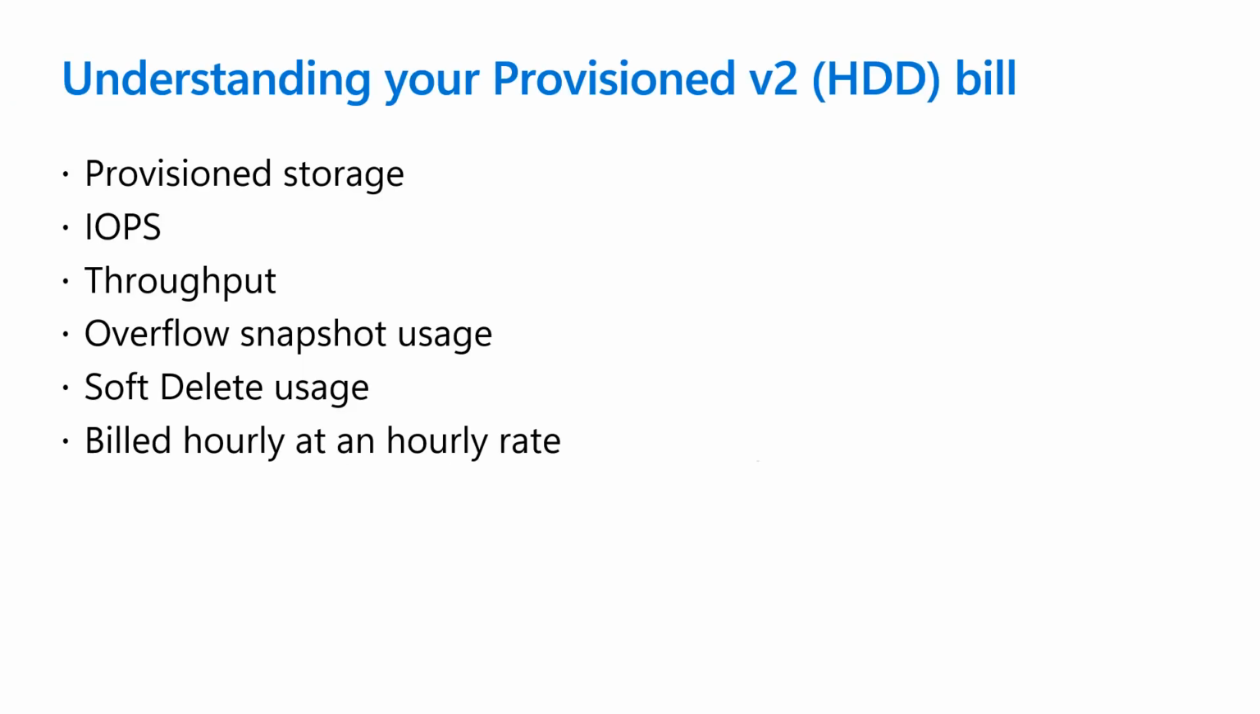Provision version 2 file shares will be billed based on provisioned storage, IOPS, throughput, overflow snapshot usage, and soft delete usage. Overflow snapshot refers to any amount of differential snapshot usage in gigabytes that does not fit within the provisioned storage capacity, while soft delete refers to storage capacity usage for soft deleted file shares. Compared to the Provision version 1 pricing model, which is billed hourly at a monthly rate, the Provision version 2 file service is billed hourly at an hourly rate.